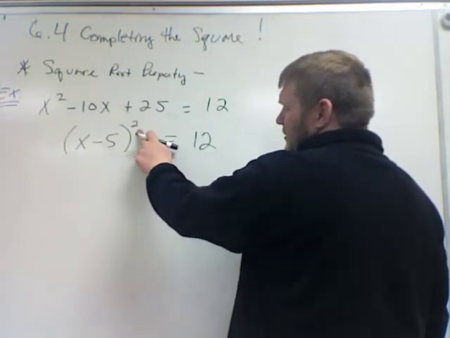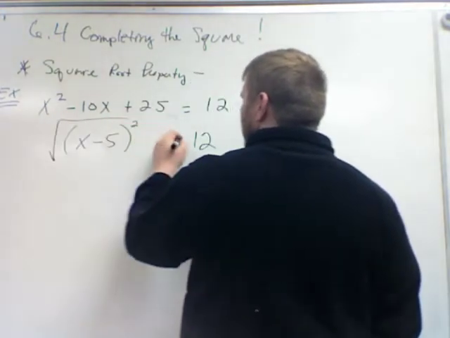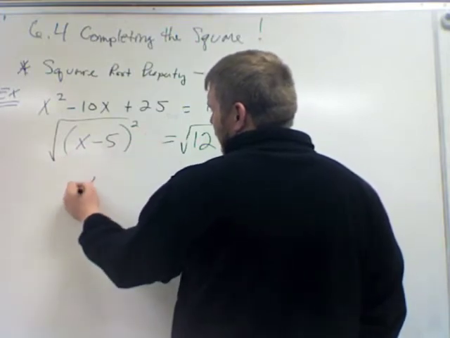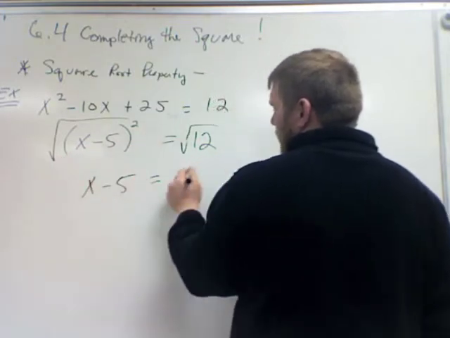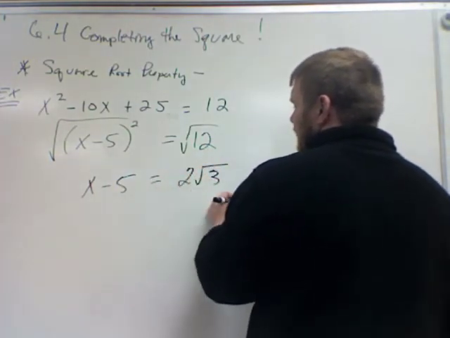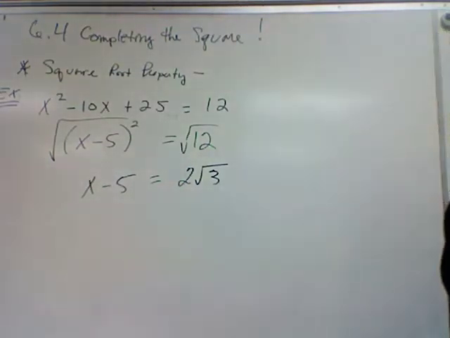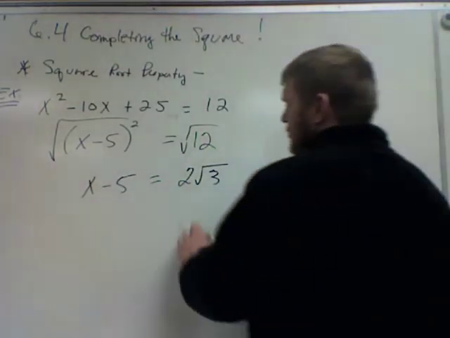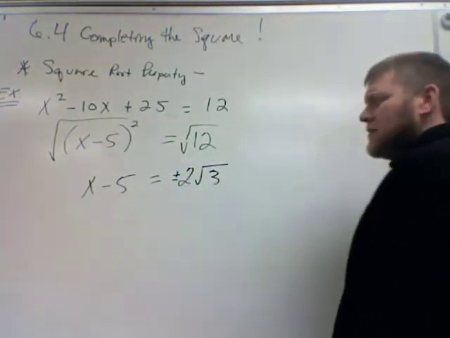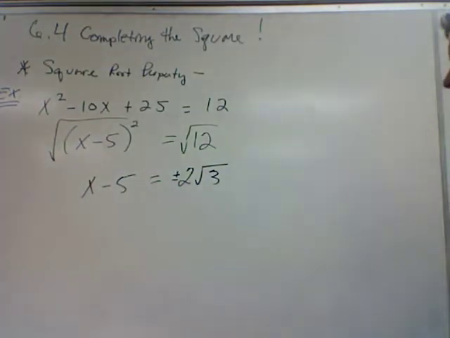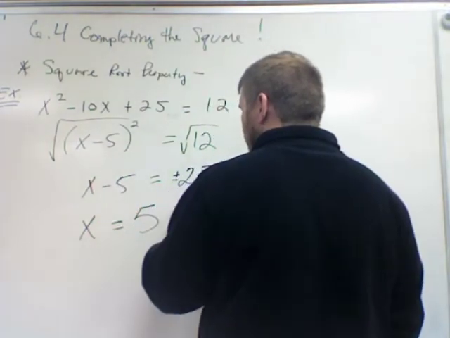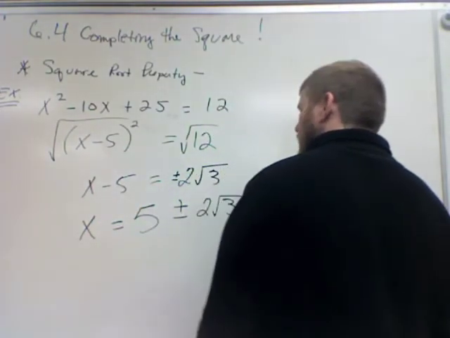So what undoes a square? Well, square root does. So if I square root both sides, that cancels itself out, and all I have left is the square root of 12, which is actually 2 square roots of 3. And then you could say plus or minus 2 square roots of 3. And then add 5 over to the other side, so then I have 5 plus or minus 2 square roots of 3.